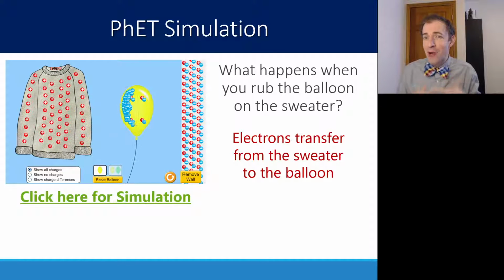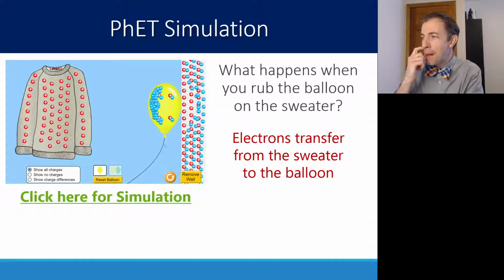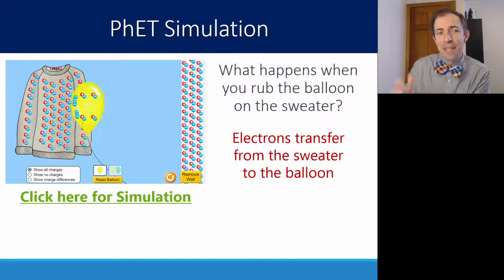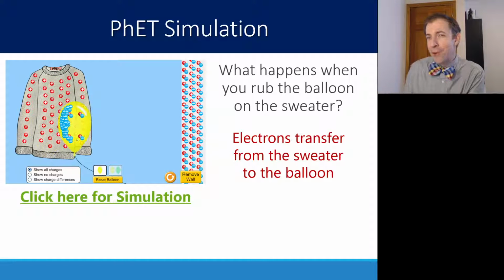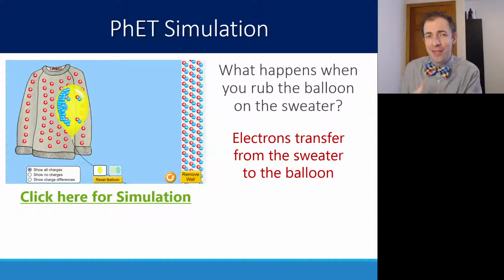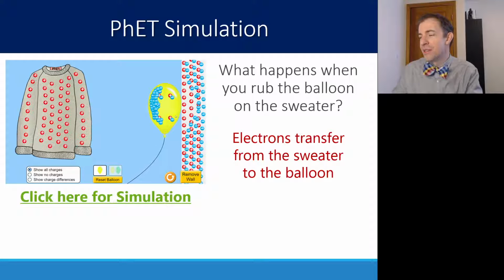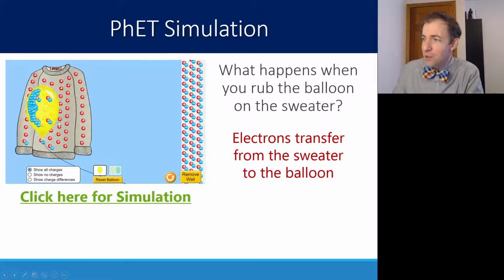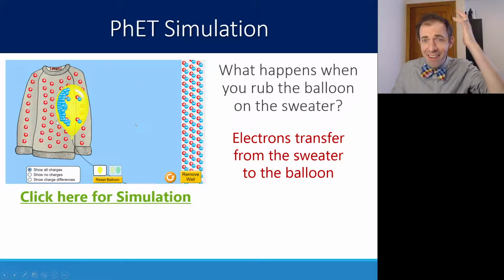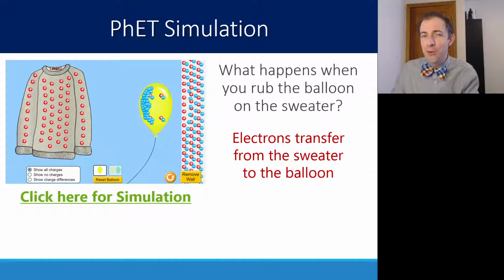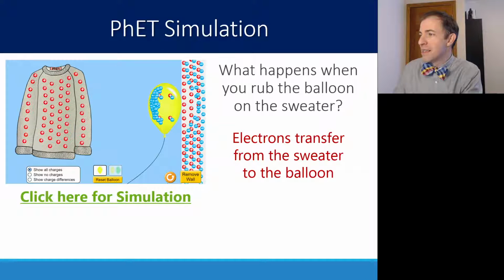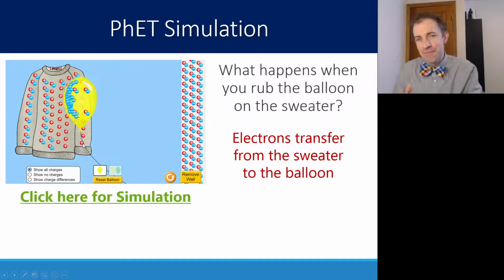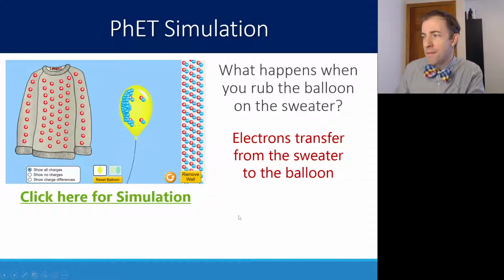There is something called the triboelectric series that we're not going to have to worry too much about in this class, but it helps predict if something is going to be more likely to gain electrons or lose electrons in this rubbing interaction. In this case, a balloon is much more likely to gain electrons, and a sweater or rabbit fur or your hair might be much more likely to lose electrons. And in the process here, we see a charge being built up on both sides.